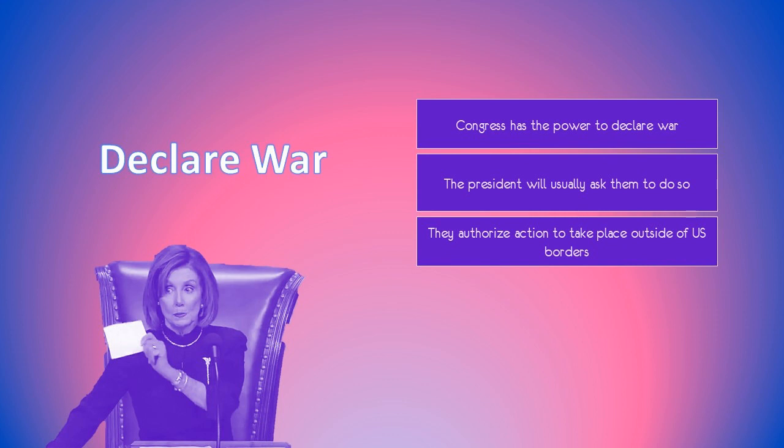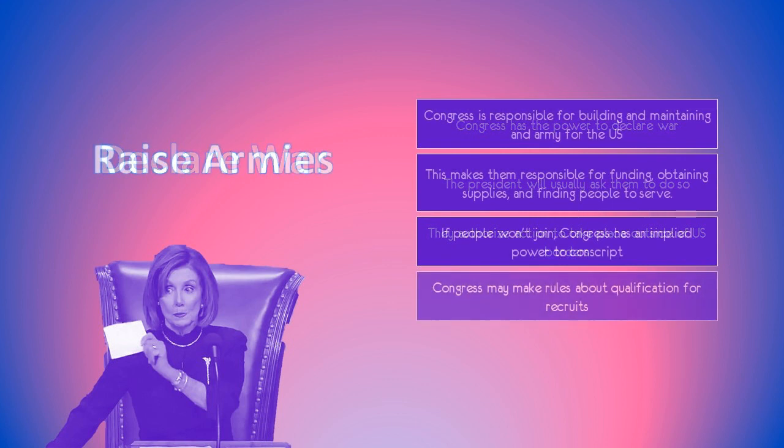Now, what happens in a more modern thing is they have allowed the president to send the troops where he sees fit, and they authorize that action to take place. It's up to Congress to raise the army. So Congress is responsible for building and maintaining an army for the United States. This makes them responsible for finding the people, paying for the supplies, getting the funding, all those things necessary to make a functional army here.